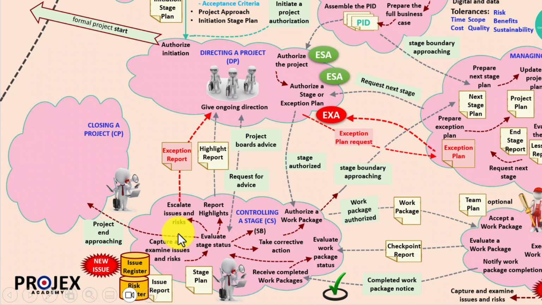However, let's bring our story to a close by looking down here. Suppose we are now in the final management stage, whatever number that is, and the project manager has just received the final work package. There's no way we want to start preparing for the next stage. This is no longer needed. What the project manager does, however, is recognise that the project end is approaching, and here that will trigger the closing a project, or CP, process.